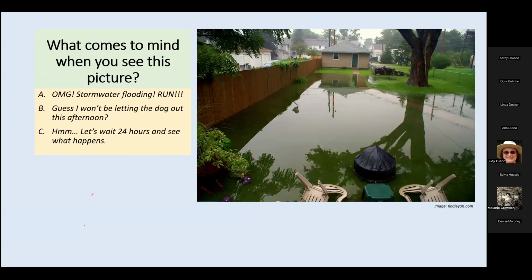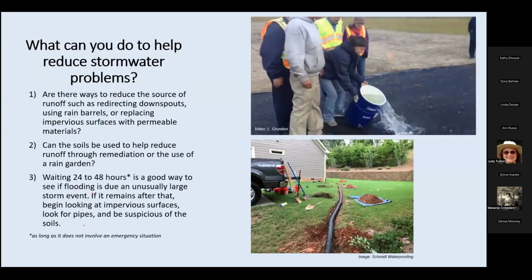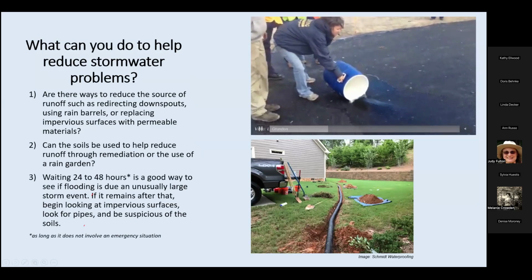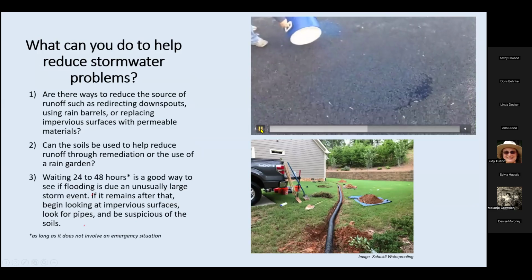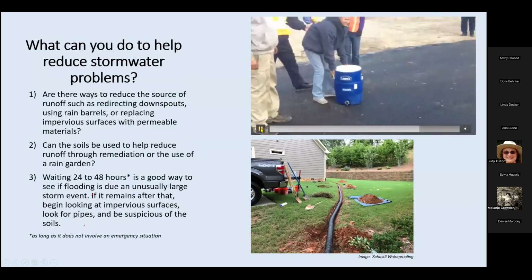So here's another one of those great little segue pictures. With this one, I would actually say all three apply, depending on whether you're not wanting to get wet. I don't think you're going to let the dog out. But I would say that C is probably the most applicable, what I would call the kind of 24-hour rule. And for those of you that were reading left, I'm going to play this video again when it stops.